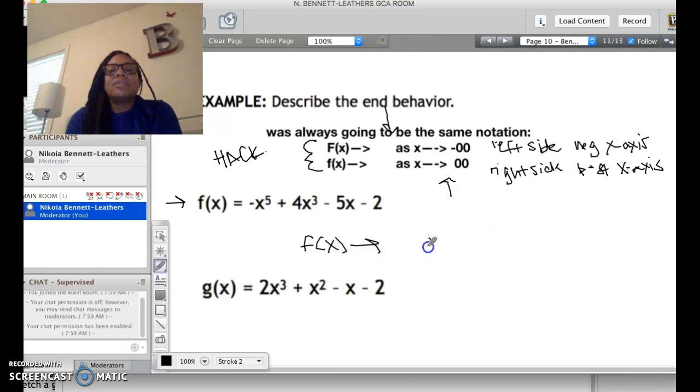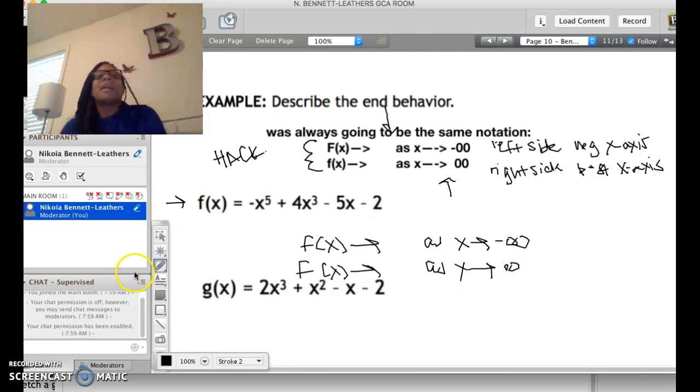F of x is going to do something as I'm on the negative side of the x-axis, or as x goes to negative infinity. And f of x is going to do something as I go to the positive side of the x-axis, or as it goes to positive infinity. Now I'm just looking and thinking about my chart. Is it odd positive, or odd negative, or even negative or positive? All right, which one?